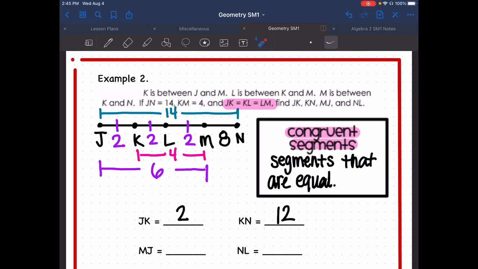Okay, from M to J, it's 2 plus 2 plus 2. Oh, we did that one already, 6. There we go. And from N to L is 2 plus 8, 10. There we go.